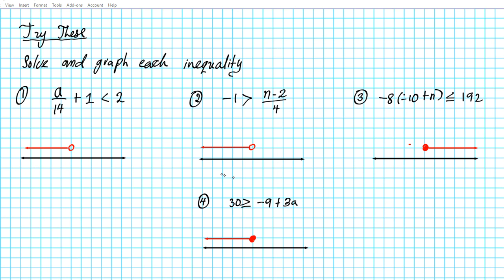Alright, so hopefully you had a chance to try out the problems. The solutions are as follows. For number 1, we have a is less than 14. Number 2, n is less than negative 2. Number 3, n is greater than or equal to negative 14. And number 4, a is less than or equal to 13. Okay, so there you have it.